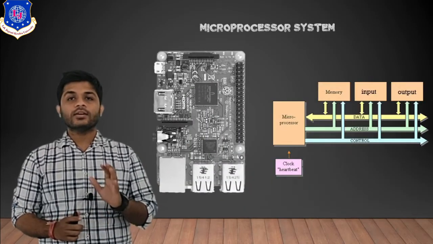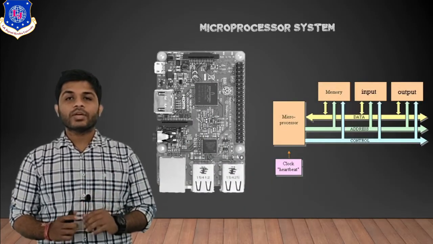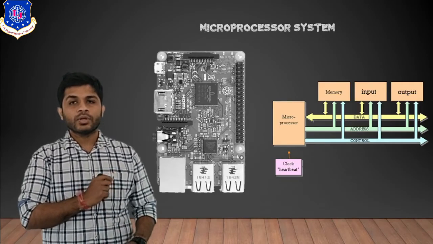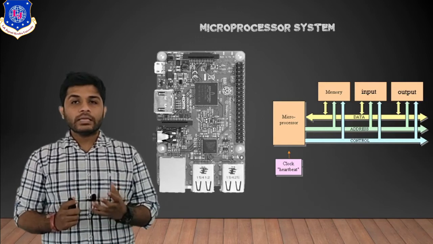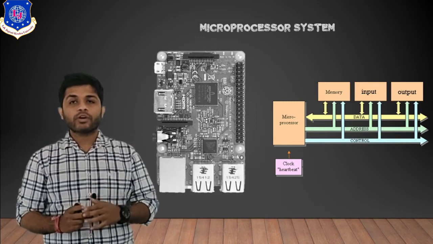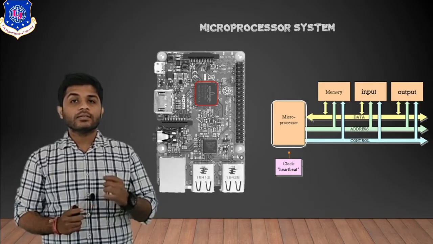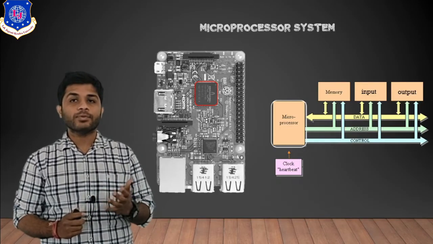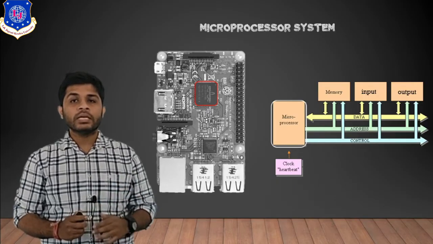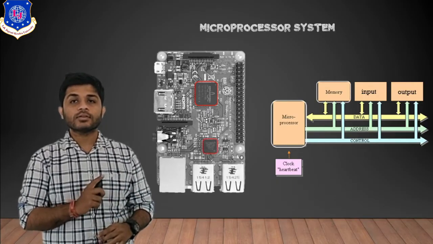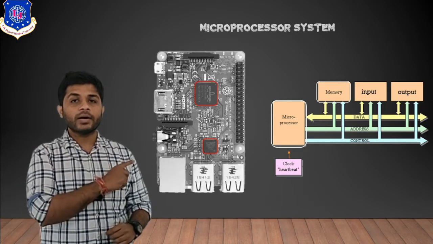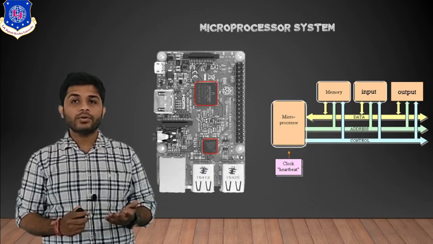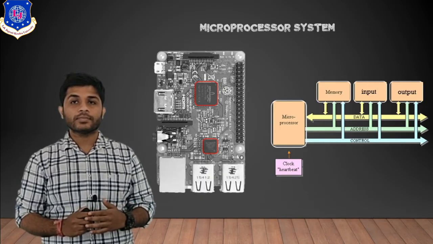Now let's see the microprocessor system. We are going to understand this microprocessor system using this Raspberry Pi computer. So the main and the first component in the microprocessor system is the microprocessor itself. Then it has different blocks such as input and output devices and the memory. The next block in the microprocessor system is the memory, and on the Raspberry Pi you can also see that the memory is present. Then there are some input and output devices.